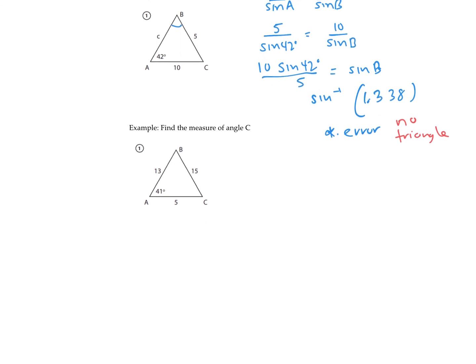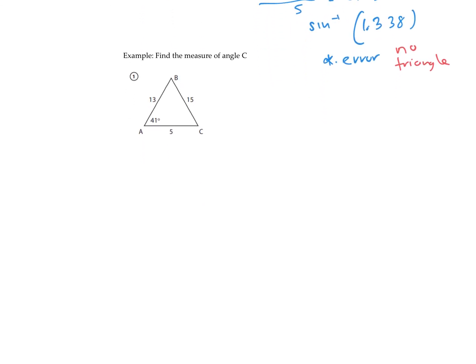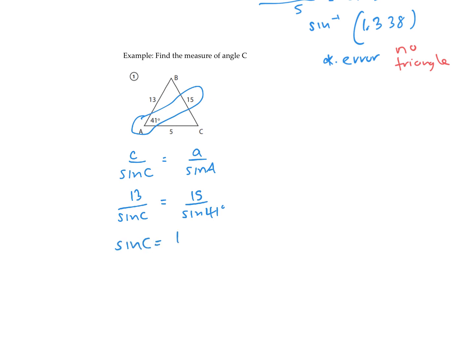Let's look at the second example. So we want the measure of angle C. So we're going to use C over sine C. We have a complete ratio A, so we're going to use A over sine A. So C is 13. We're looking for angle C. A is 15. So let's cross multiply and divide. So we've got 13 times sine 41 over 15.